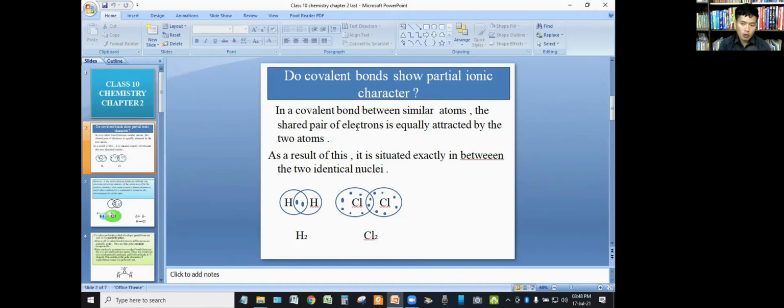We know that in covalent bond, electron is shared between two atoms. In a covalent bond between similar atoms, the shared pair of electrons is equally attracted by the two atoms. As a result of this, it is situated exactly in between the two identical nuclei.